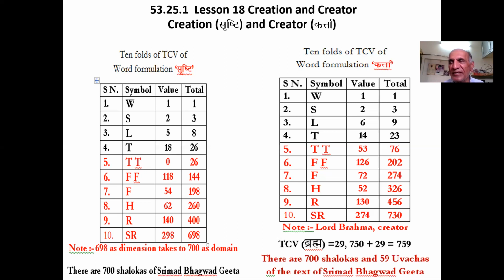The value 730 of the Karta formulation, with TCV of Karta 14 and the presiding deity Brahma of value 29, will bring us face to face with Brahma as a Karta taking us parallel with the value 759, which is equal to the number of shlokas and vachas. There are 700 shlokas of Srimad Bhagavad Gita, and there are 59 vachas of the text of Srimad Bhagavad Gita. This takes us to value 759. It is a very, very blissful reach.